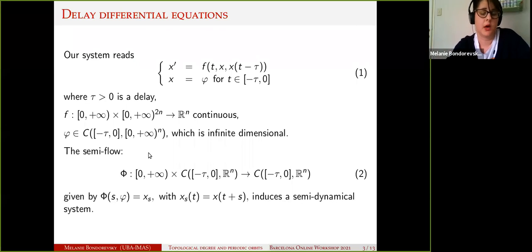So in contrast with the ODE theory, the semi-flow associated to the solutions of the system, where by the way we are assuming that the solutions are uniquely defined all over the positive real line, is defined by x_s, where x_s(t) is just x evaluated in t plus s. That, of course, induces a semi-dynamical system. So, well, with this setting, we are going to consider a topological degree.